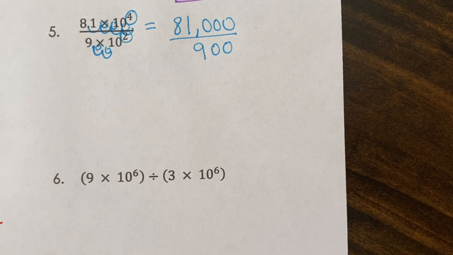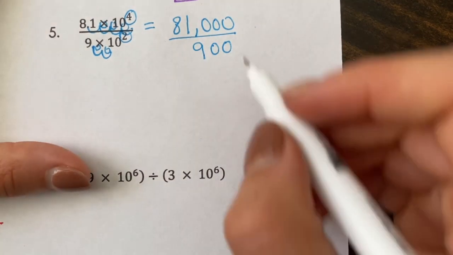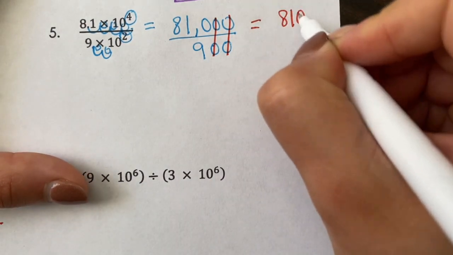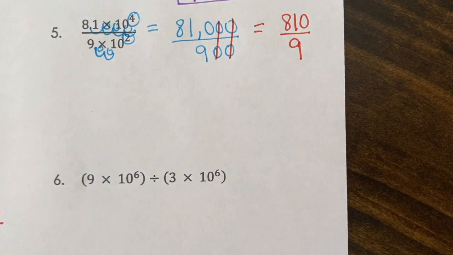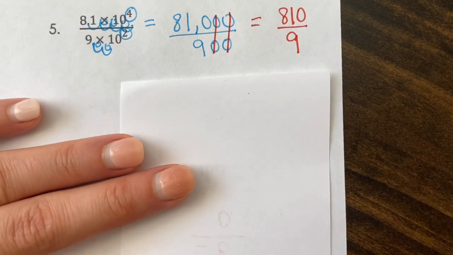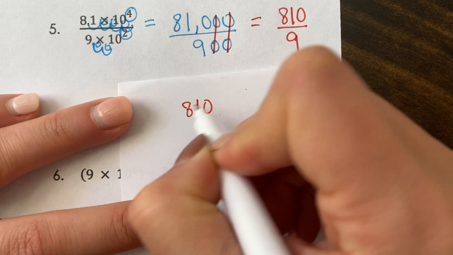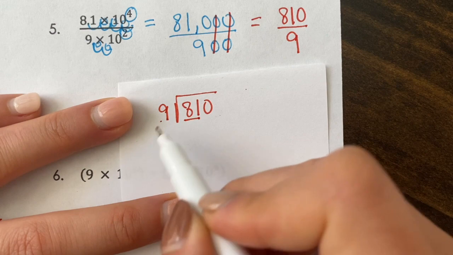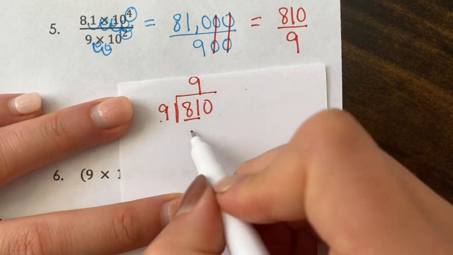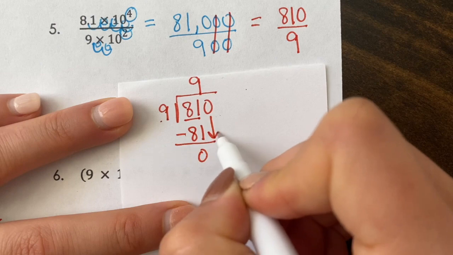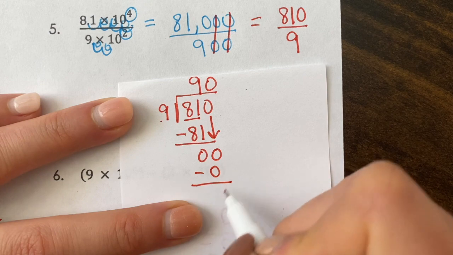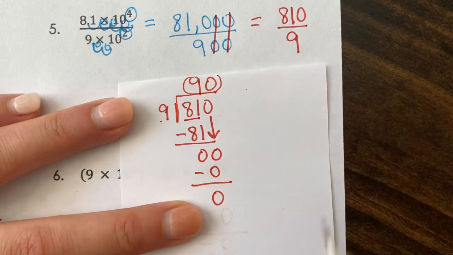So this should be a little bit of a shorter number. 81,000 divided by 900. You're going to cross out your zeros. Your new problem is 810 divided by 9. That should be pretty easy. So let's do 810 divided by 9. 9 doesn't go into 8, but 9 does go into 81 9 times. 9 times 9 is 81. Subtract. Bring down the 0. 9 goes into 0, 0 times. 9 times 0 is 0. Subtract. There's no remainder. So your answer is 90.